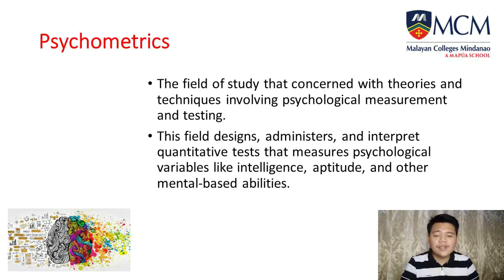Next, psychometrics is the field of study concerned with theories and techniques involving psychological measurement and testing. This field designs, administers, and interprets quantitative tests that measure psychological variables like intelligence, aptitude, and other mental-based abilities. So psychometrics is the field which measures the capacity of the brain or the mind in different points like intelligence, aptitude, and other mental-based abilities.